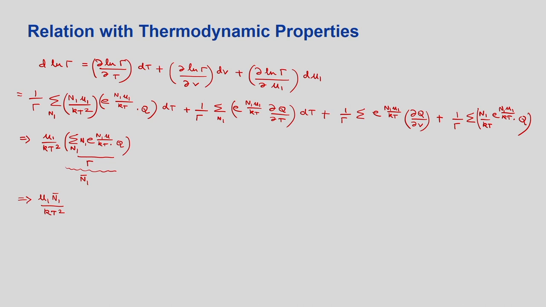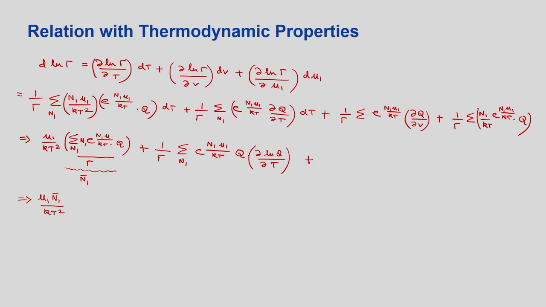Then the second term, let it be like this only, we don't do any change here, n1 e to the power of n1 mu 1 by kT. So what you do is, I'll divide this by Q and multiply by Q. So there will be a Q term here, and this will become dou ln Q by dou T, okay. Because when you have a Q in the denominator, it takes the logarithmic term. So I do this arrangement.